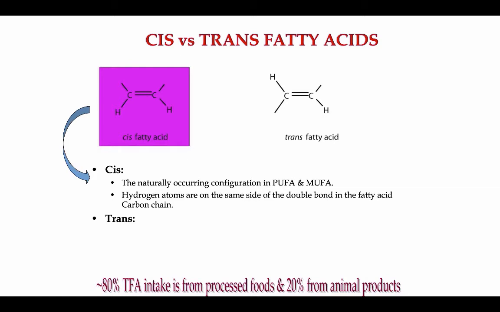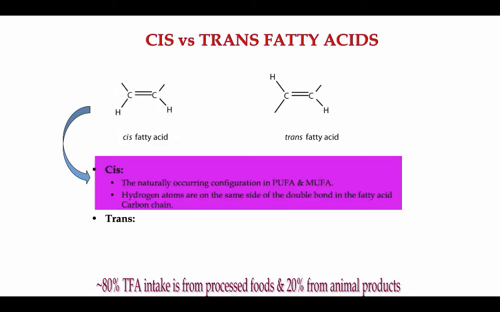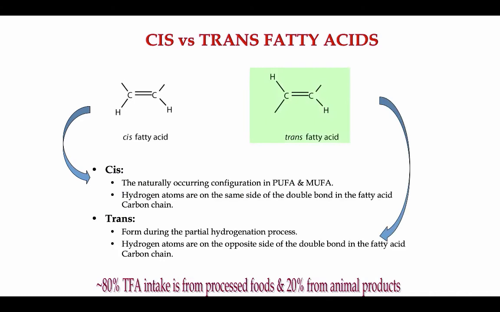On the top, we have two carbons connected by a double bond. The one on the left, the hydrogens are on the same side of the double bond, and this is referred to as the cis configuration, when they're on the same side of the double bond. On the right, during the hydrogenation process, not all double bonds are removed, but some of them move from one side of the double bond to the other side. This is what is referred to as partial hydrogenation.